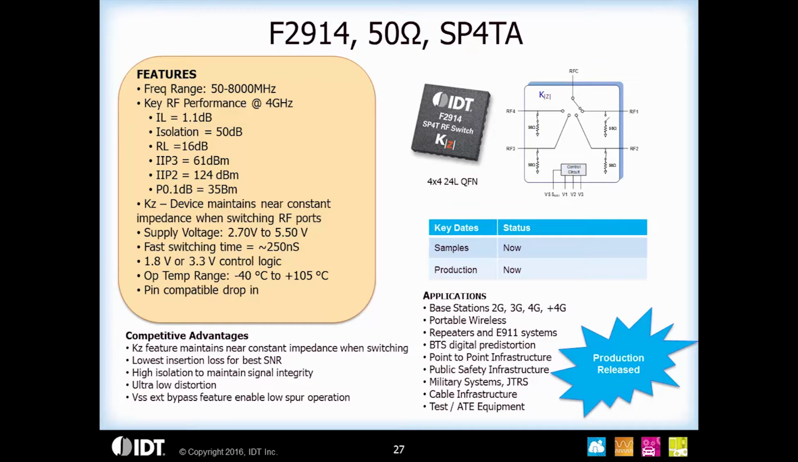This slide shows you an example of our KZ, or constant impedance switch. It's an SP4T. So we have switches which are SPST, SPDT, SP4T, SP5T. And as you see, the isolation, even though it's a 4-tap, is still 50 dB. Return loss is 16 dB, and IP3 is 61 dBm. The switching time is fast with 250 nanoseconds, and the device is production released.